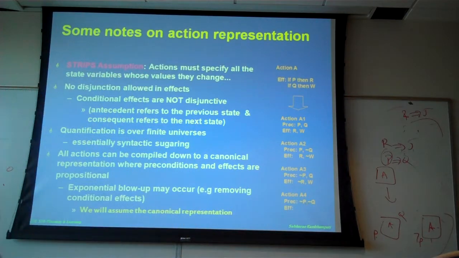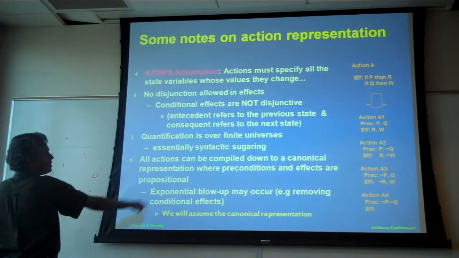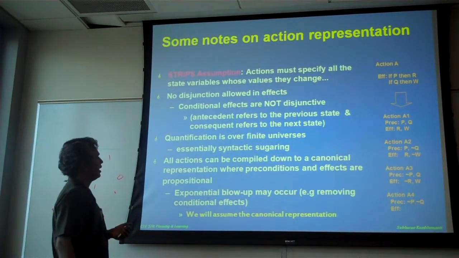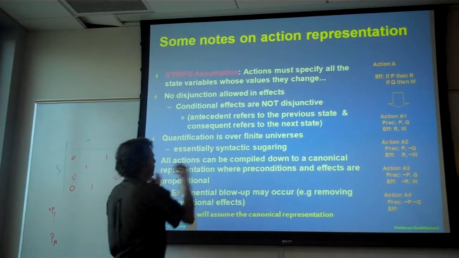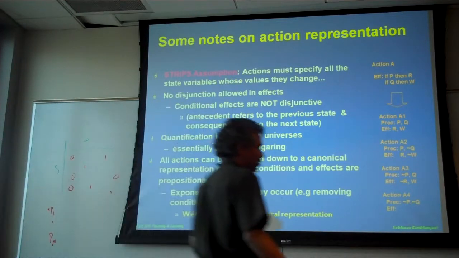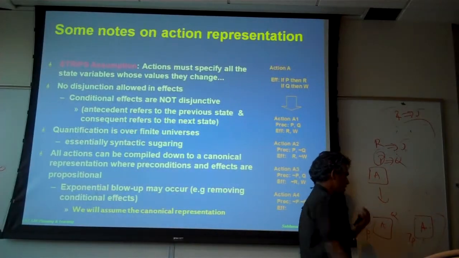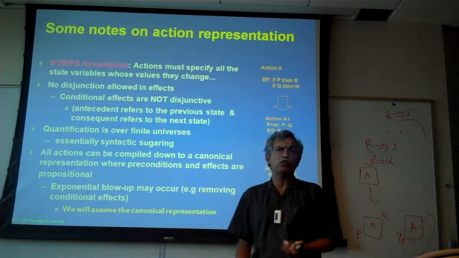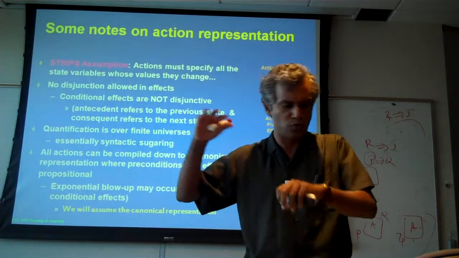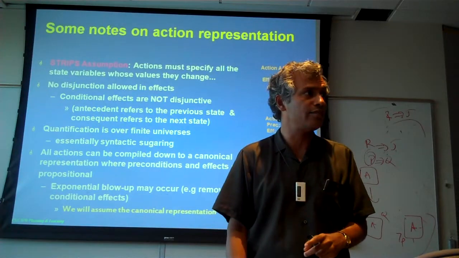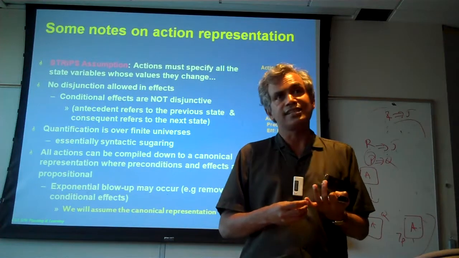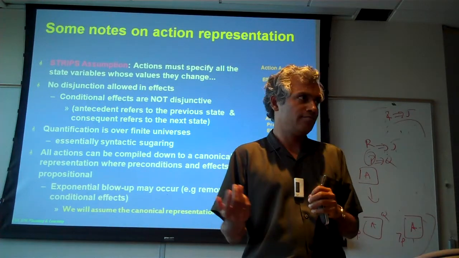Okay, so those are all the variations that I talked about. Disjunction, quantification can be compiled away, and conditional effects can be compiled away. So everything can be compiled down to a canonical representation. And yet, one question, of course, is if you do have conditional effects, rather than compiling it away, you might want to make your planner use them directly. And we will mention towards the end of today's class, if I go fast enough, how to change progression, regression, and partial order planning such that they can handle conditional effects directly.